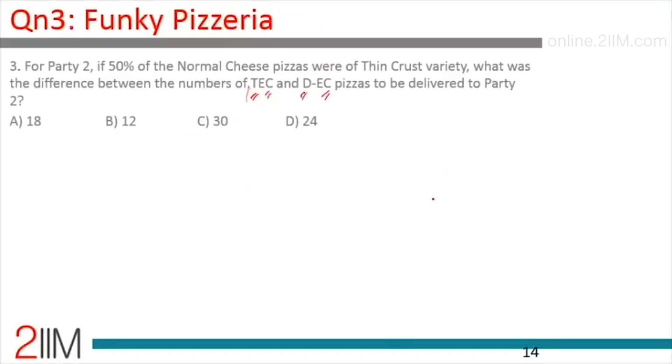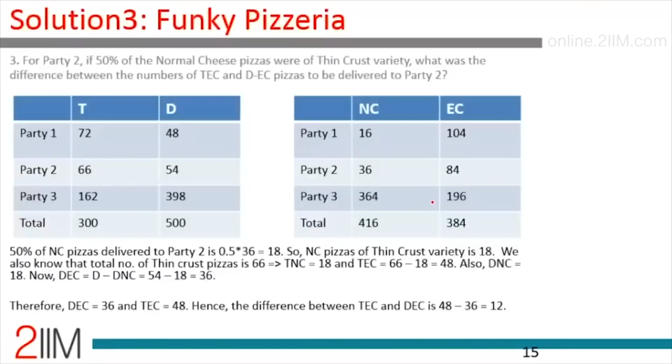So 50% of normal cheese were of thin crust variety. So let's look at this. This is party 2. 50% of normal cheese pizzas were of thin crust variety. 50% of 36 were thin crust, so 18 were thin crust, and the remaining 18 were deep dish. Right? So out of this 66, 18 were normal cheese, remaining were extra cheese. Out of this 54, 18 were normal cheese, remaining were extra cheese.